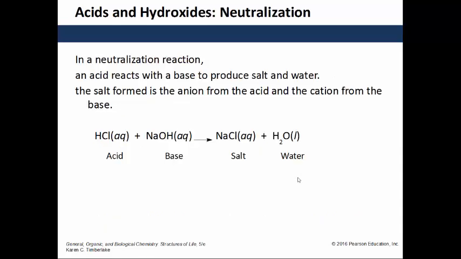Alright, now we'll talk about when acids react with hydroxides, you'll get what's called a neutralization. In this kind of reaction, you'll get an acid reacting with a base to produce water and also a salt. And the salt formed is the anion of the acid and a cation from the base. So for example, a very strong acid, hydrochloric acid, reacting with a very strong base, sodium hydroxide, will give you the salt sodium chloride plus water. So the anion from the acid here, and then a cation from the base.